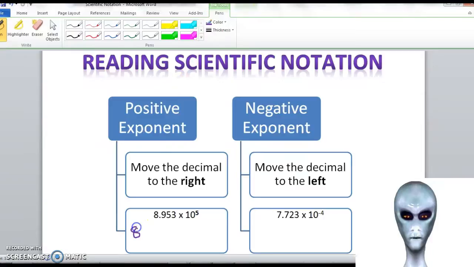So it's going to be 8, 9, 5, 3. I have to move my decimal point 5 times. 1, 2, 3, 4, 5. I'm going to put in my commas. 1, 2, 3, comma, 1, 2, 3. So this number would read 895,300.